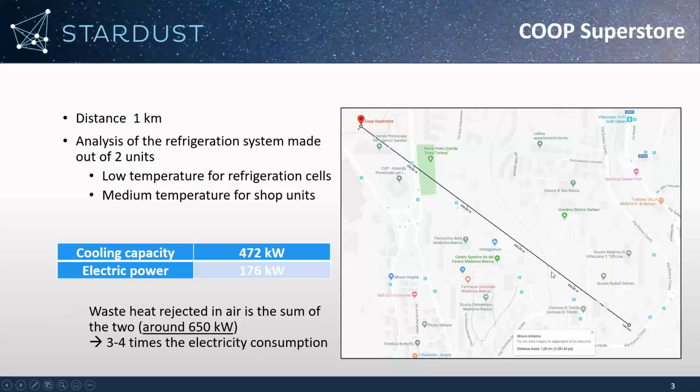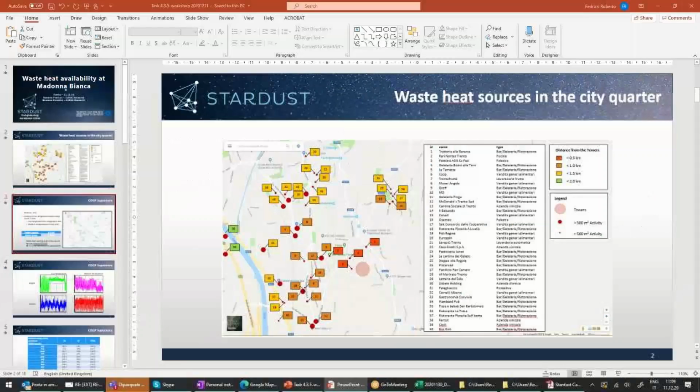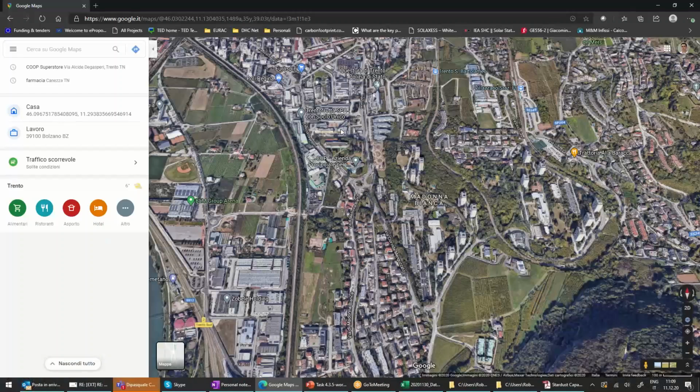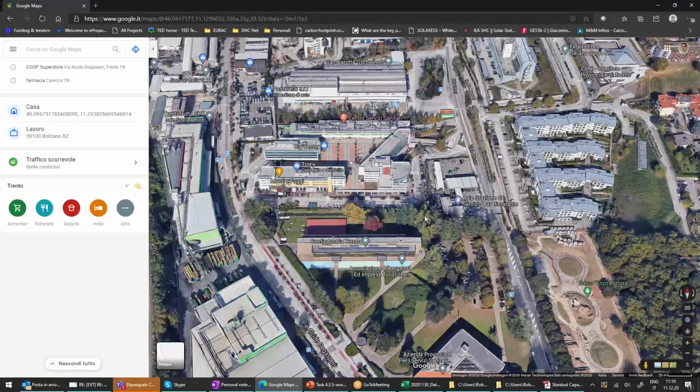Yeah, it is located somehow around 1 kilometer from these towers. Again, for you to understand what we are talking about, the towers are here, and the superstore is the ground floor of this big building with red roofs. With a red roof, so it is quite a relevant one in terms of size.